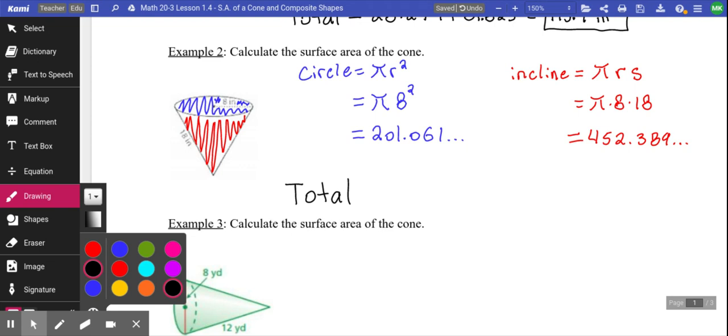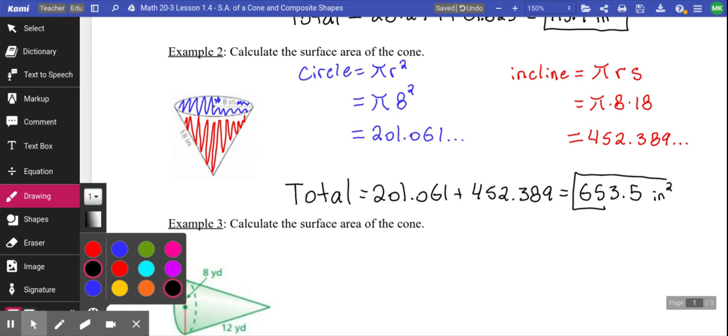Okay, your total. You want to add the circle and add the incline. When you add those two numbers together, 201.061 plus 452.389, you get 653.45, so I'll call it 653.5. And that was inches squared. Wicked. That's the area of a cone.